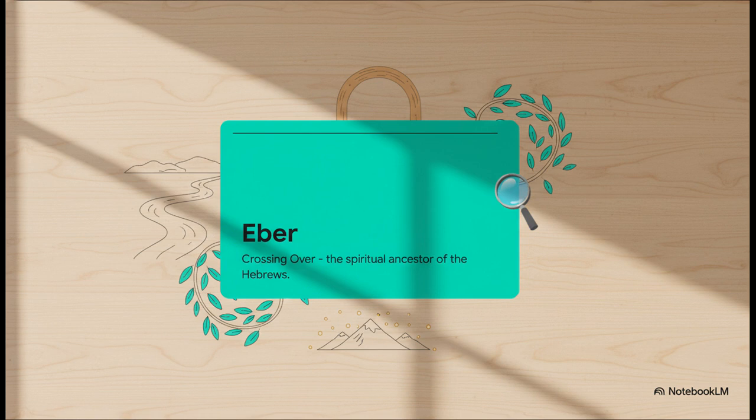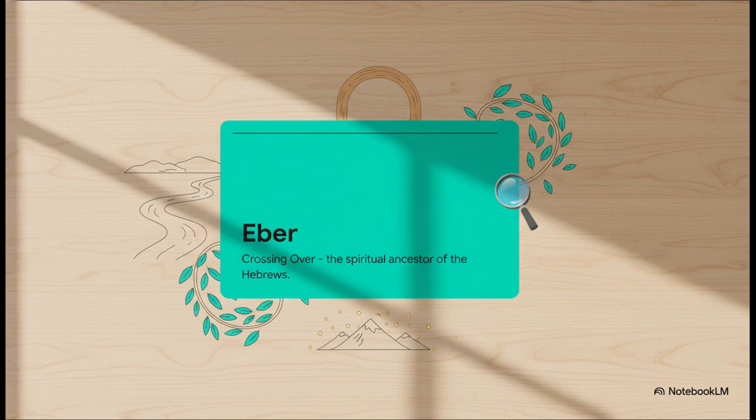And we've got to look at one specific descendant here, Eber. His name literally means crossing over, or the one from the other side. This is absolutely vital because Eber marks the linguistic and spiritual origin of the Hebrew people. And the Hebrews play the most crucial, foundational role in God's redemptive history. While the rest of the world crossed over into rebellion with Nimrod, Eber's line was specifically set apart for God's redemptive purposes.